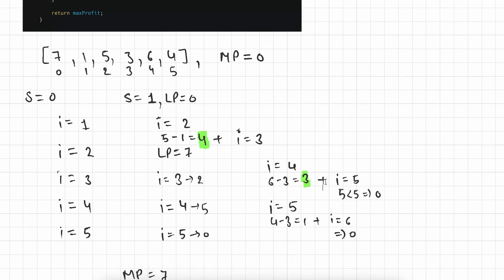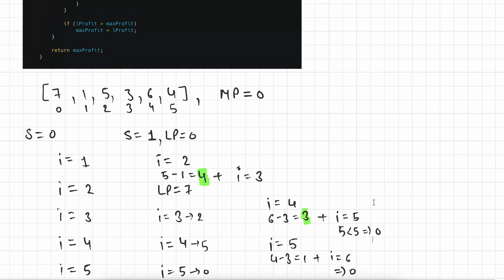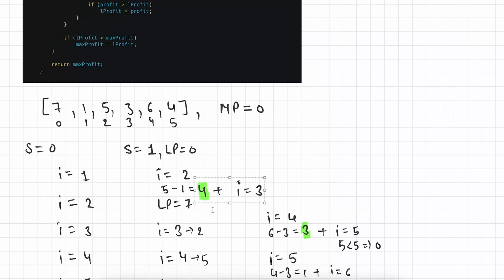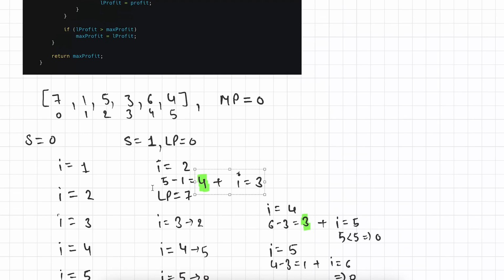Plus, we are again going to call this function recursively for I equal to 5. And you can see now that 5 is not less than 5. So we reach the base condition and it's going to return 0 to its parent call. So 0 gets returned from this function call to this function call. Then 3 plus 0 is going to return to the parent call, and the parent call gets 4 plus 3, that is equal to 7. So we are going to set the local profit equal to 7.